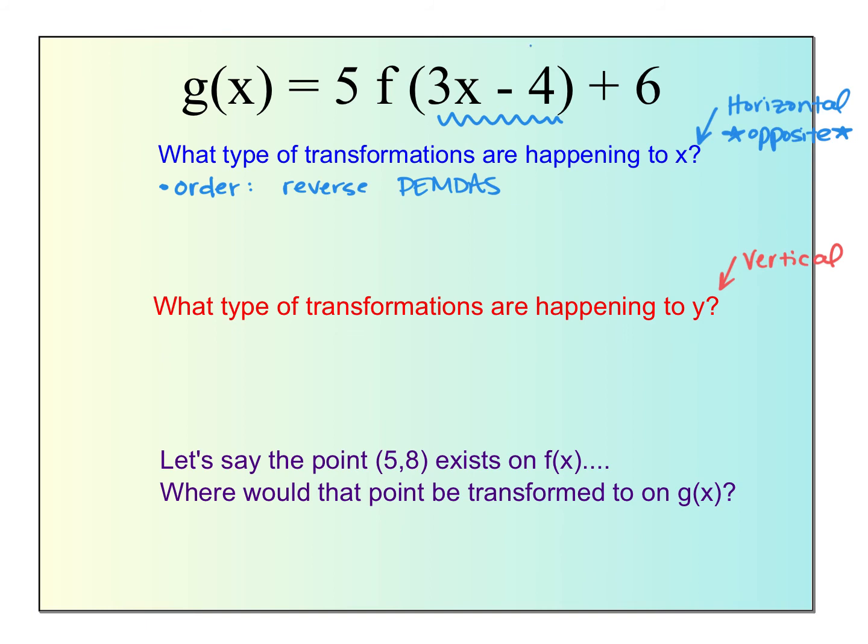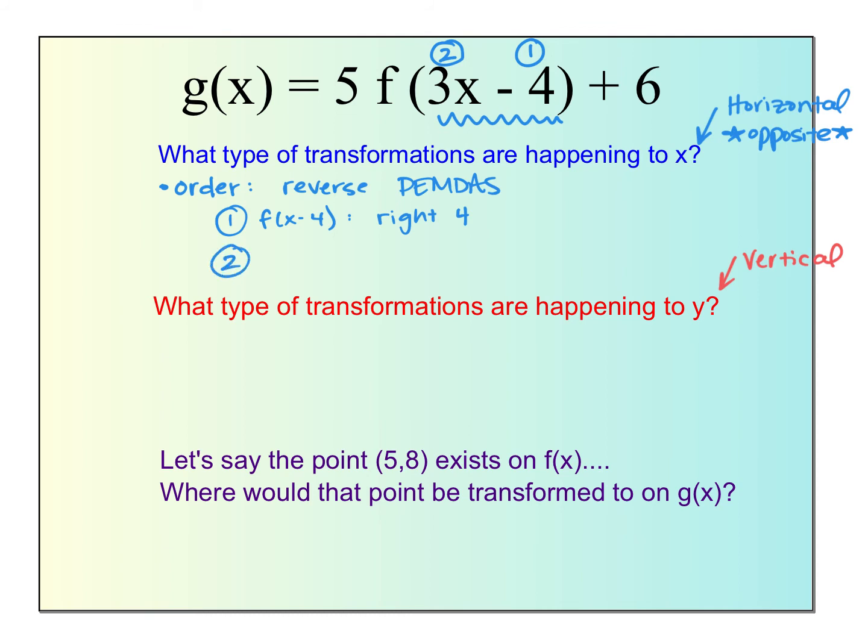So first, reverse PEMDAS would be add or subtract. Second, reverse PEMDAS is going to be multiply or divide. So keeping with the theme of opposite of what I expect, the first transformation that's applied is this -4. And I know that if I have a -4 on the inside, it's a translation, opposite of what I expect. This is going to move it to the right 4 units.